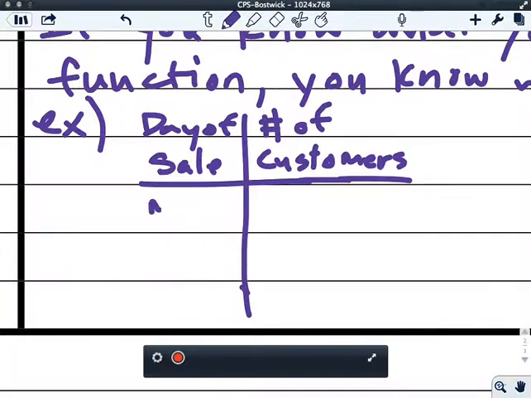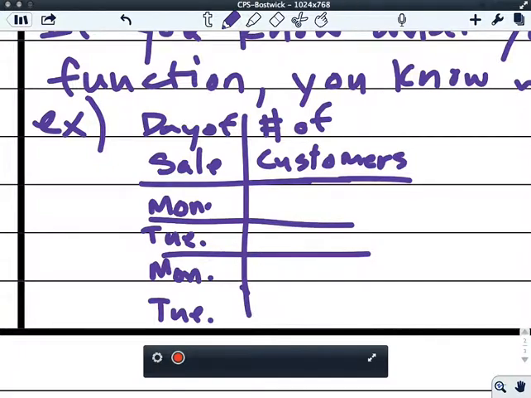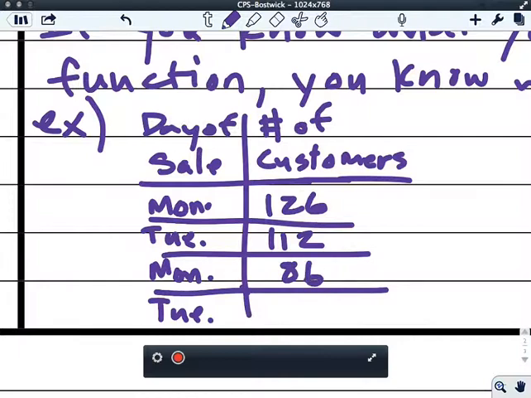So let's say Monday, Tuesday, and then you have a Monday of next week and Tuesday again. So you have the week 1 of the sale and the second week of the sale. On the first Monday, let's say you have 126 customers show up. On this first Tuesday, you have 112 customers show up. The second Monday, you have fewer people show up. And then the last Tuesday, which is the last day of the sale, you have the most people show up.